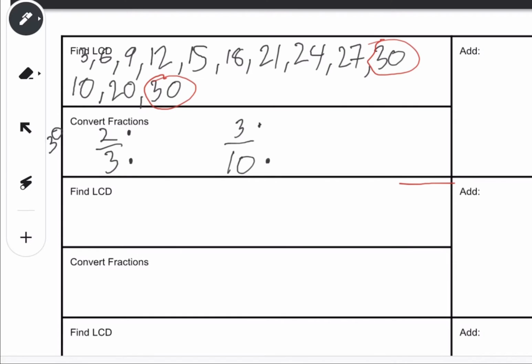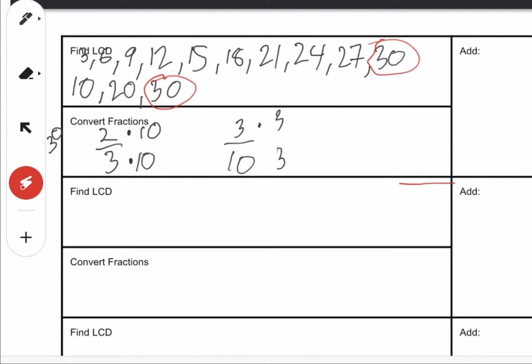Now, what can I multiply 3 by to get 30? Well, 10. And since I'm multiplying the bottom by 10, I also have to multiply the top by 10. Now, what can I multiply 10 by to get 30? I'm trying to multiply something by 10 so that it becomes 30. If you're good at math, you're going to know it's 3. And if I'm multiplying the bottom by 3, I also have to multiply the top by 3, so that my fraction maintains the same value.